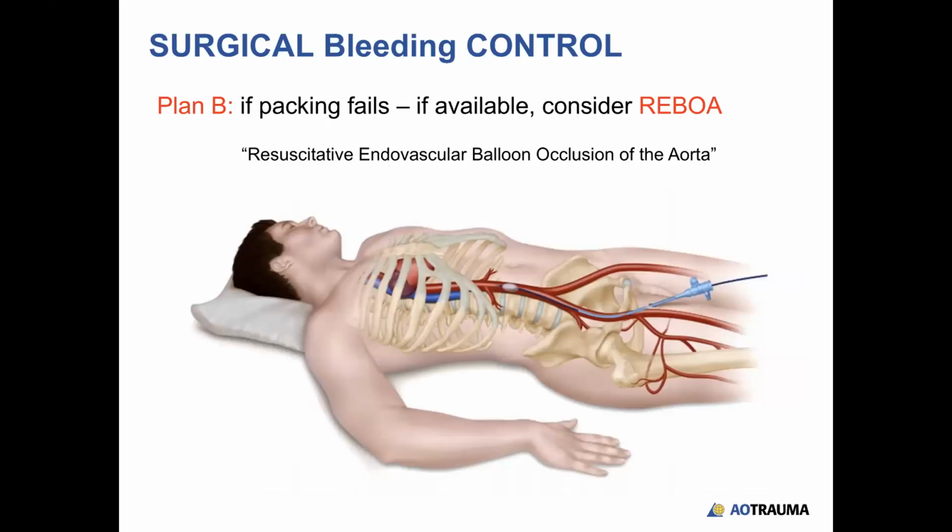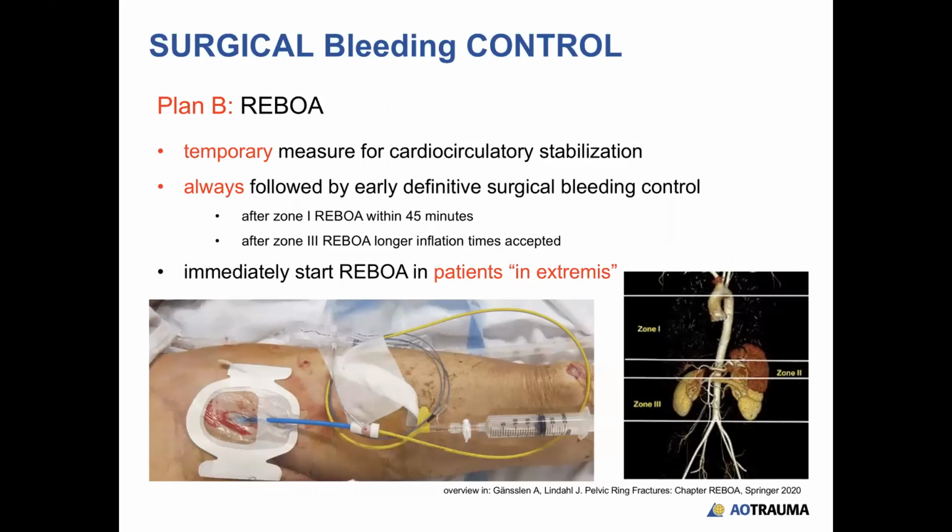The plan B is, if packing fails, if it's available, consider REBOA, because it's a simple approach to a vessel in the groin area, and you can put your balloon to the lower aorta to block the aortic arterial inflow to the pelvis, and you even address the venous bleeding as well. But it's only a temporary measure. Stabilization should be followed as early as possible by definitive surgical bleeding control.